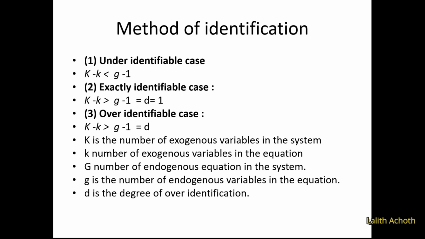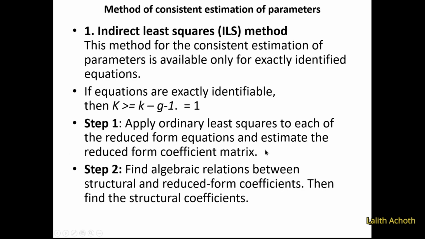He's put it as D and he's used D as a criteria. So capital K is the number of exogenous variables in the system. Small k is the number of exogenous variables in the equation. G is the number of endogenous variables in the system. Small g is the number of endogenous variables in the equation. And D, of course, is the differential that you can ignore. Okay, so this is the rule.